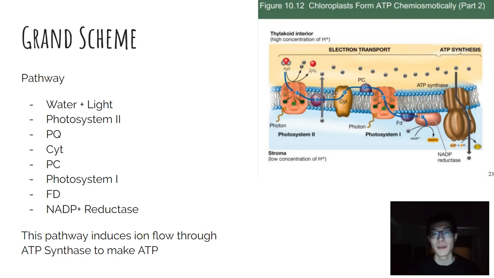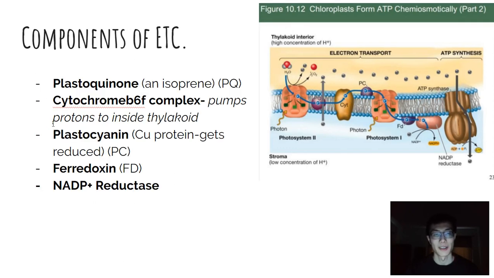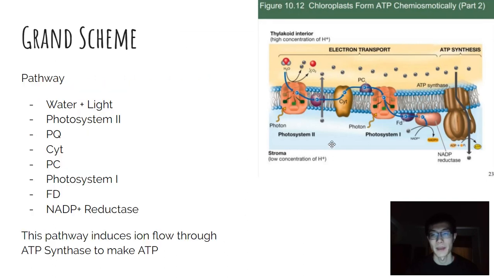It's going to be passed then eventually from plastiquinone to this complex over here, the CYT complex, which is called cytochrome B6F complex. And then the electrons are going to be passed on to a plastocyanin over here. And then it's going to be passed on to photosystem 1 over here. And then it's going to be passed on to ferredoxin over here. And finally to NADP plus reductase, which eventually helps make NADPH.